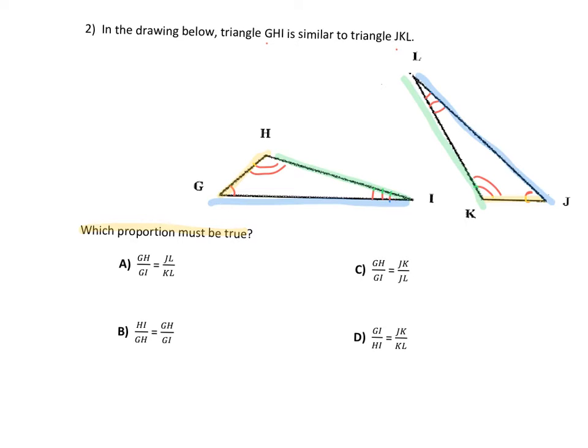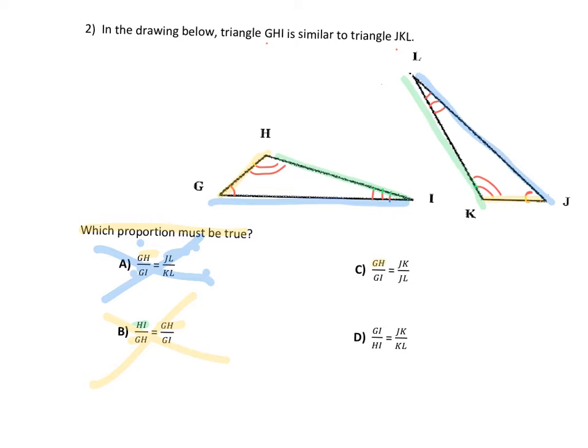GH is yellow. GI is blue. JL is blue. So what's wrong with that one already? They have to be on the same. If we do yellow-blue, we need to be yellow-blue over here, so it's already not right. Are you good with that? Okay. So B, HI is green. GH is yellow. GH is also yellow, but we can't use the same proportion because that's on the same triangle. So we're already out there.